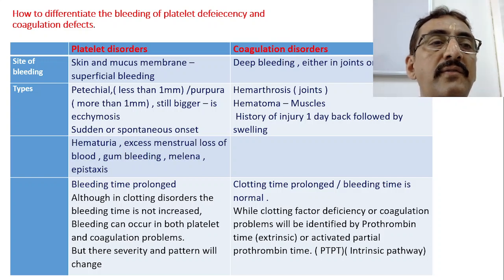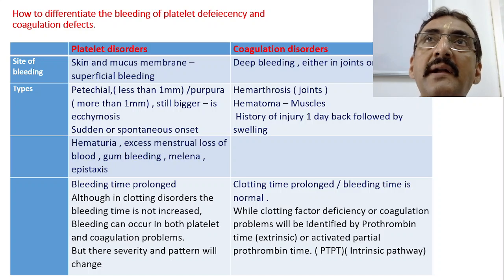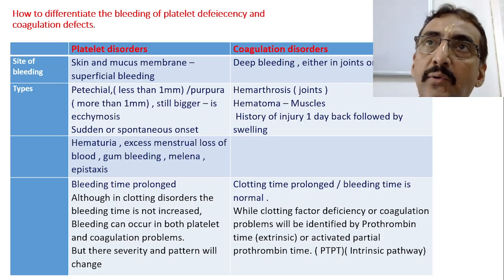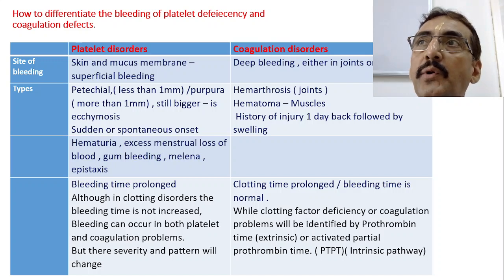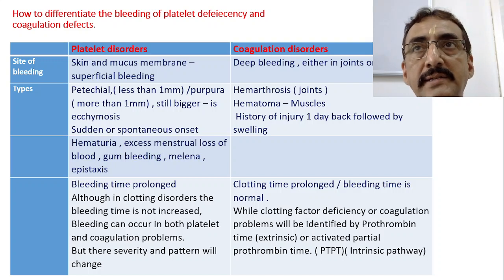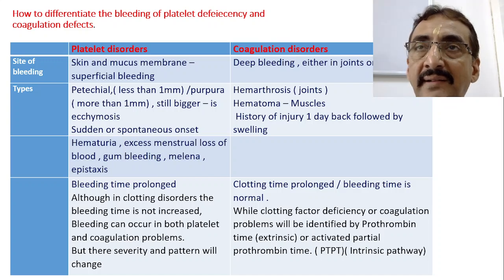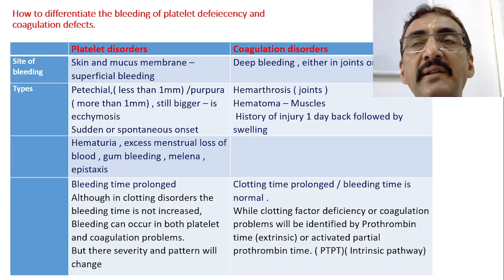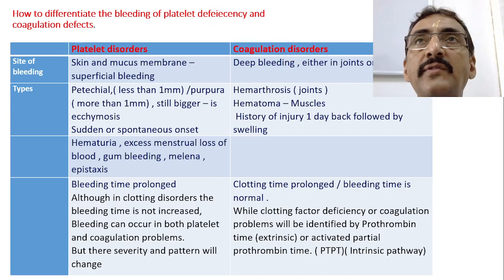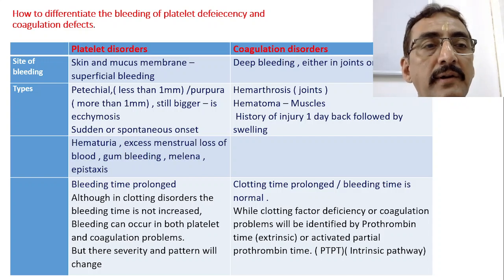Let us see. In platelet disorders, as I already told, the bleeding is because of either a qualitative or a quantitative problem with the platelets. Number one, the platelet number is less. Number two, the platelet number is normal, but the functional capacity of the platelet is down. This may lead to bleeding. This is the major cause of bleeding in platelet disorder.